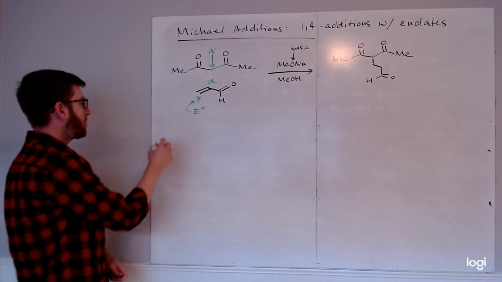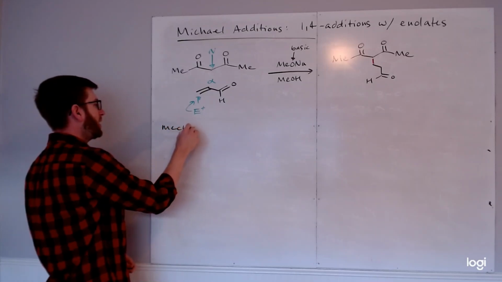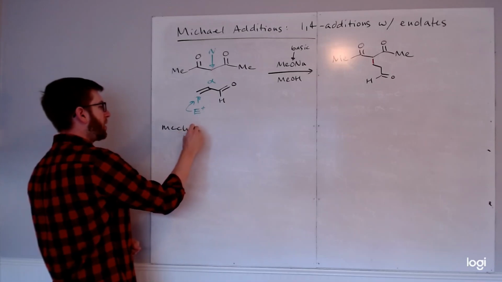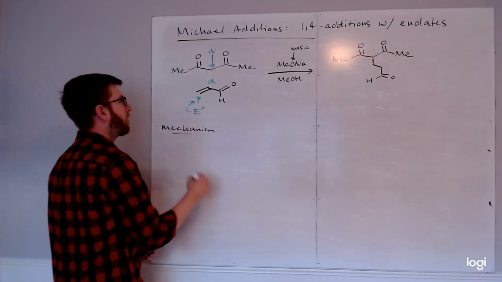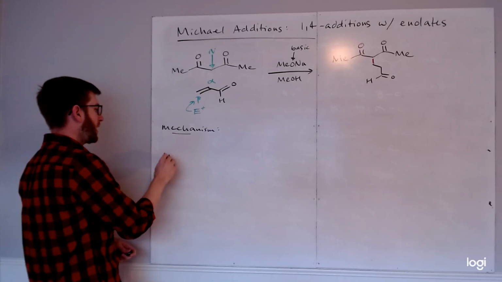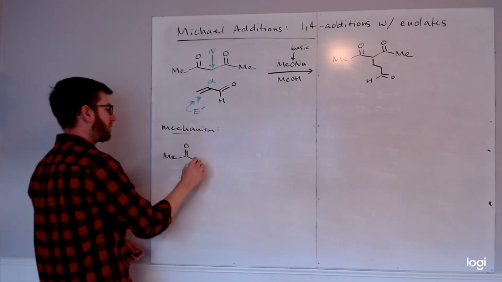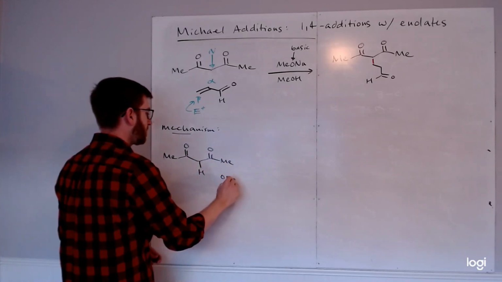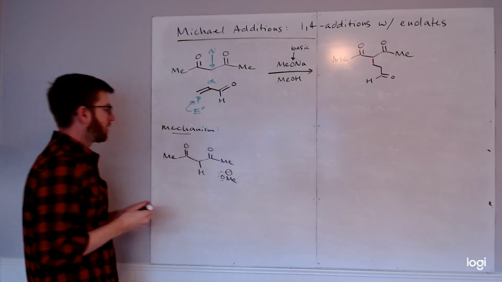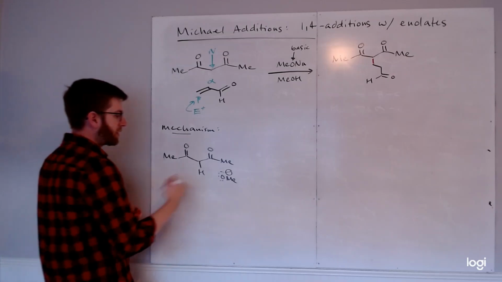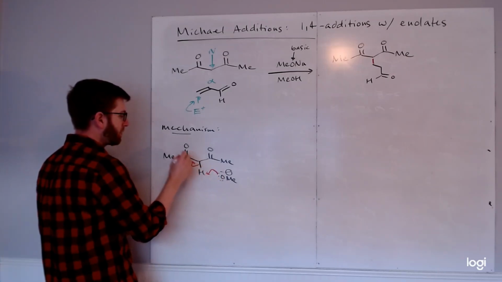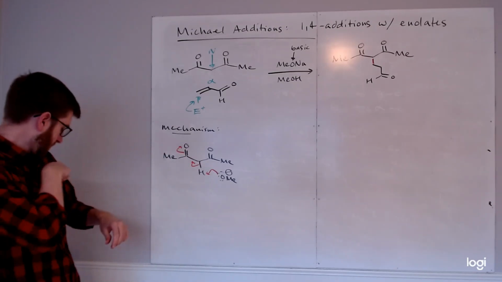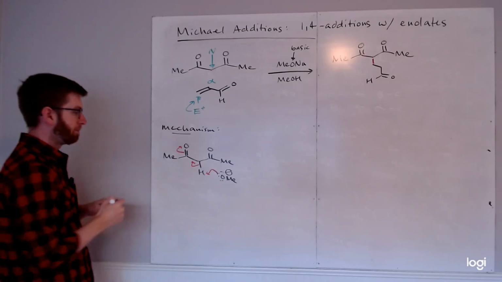And so what we might propose, if we start to think through a mechanism, that's not how you spell it. Yes, first spelling mistake. For this Michael addition is that we actually make an enolate in our first step. So this proton is very acidic. We talked about this a little bit in the last SLO. So its pKa is around 10.